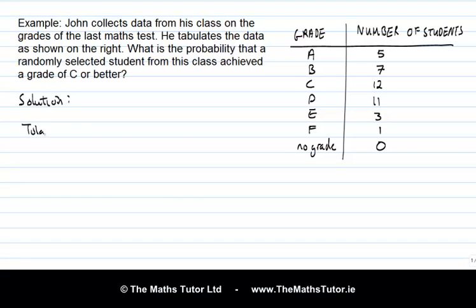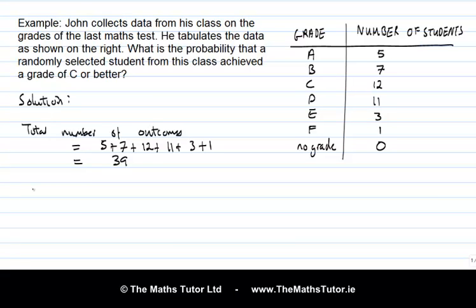The total number of outcomes is 5 plus 7 plus 12 plus 11 plus 3 plus 1. That must be the total number of students in the class, right? Because these numbers tell us the numbers of students that achieved each grade. So the total number of students in the class is the sum of all the numbers in the right hand column. And when we add that up, we get 39.